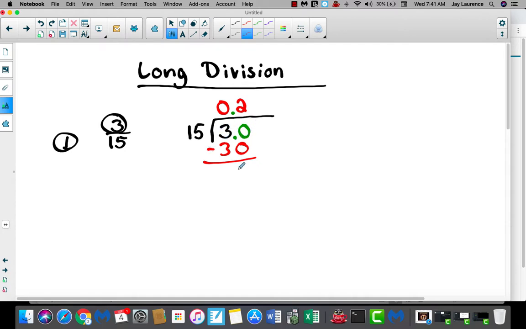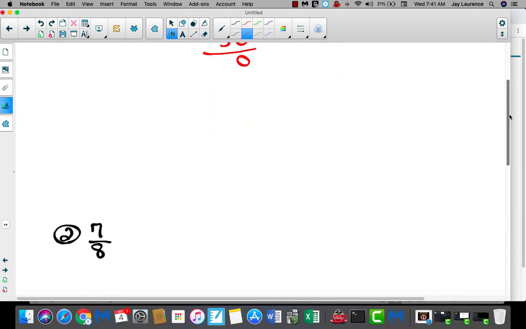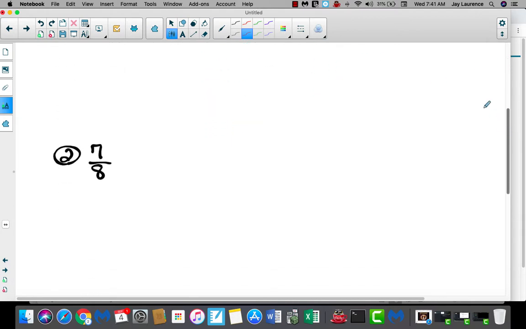Now I subtract and I get 0, which means I'm done. So what I just discovered was that 3/15 is the same as 0 and 2/10. All right, this one will be a little bit longer.